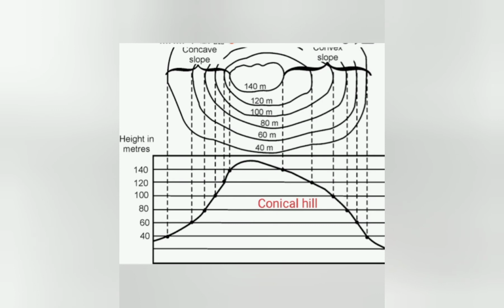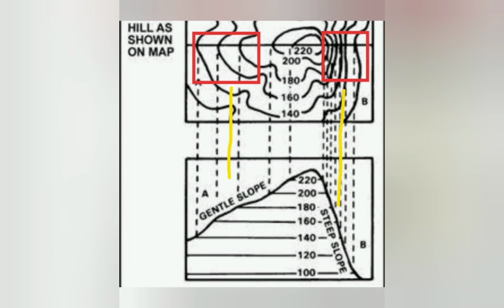Okay, see in this feature it is forming a conical hill. The pattern of the contours shows this, and the value drops down. Here the pattern of the contours is clearly given. On the right hand side the contours are close to each other, that's why it forms a steep slope. And on the left hand side, where the contours are far apart from each other, it forms a gentle slope. So students, by seeing the contour pattern you can easily get to know the type of landform.